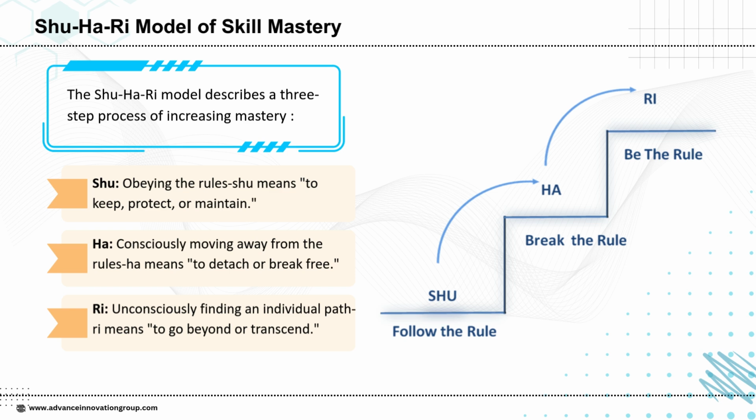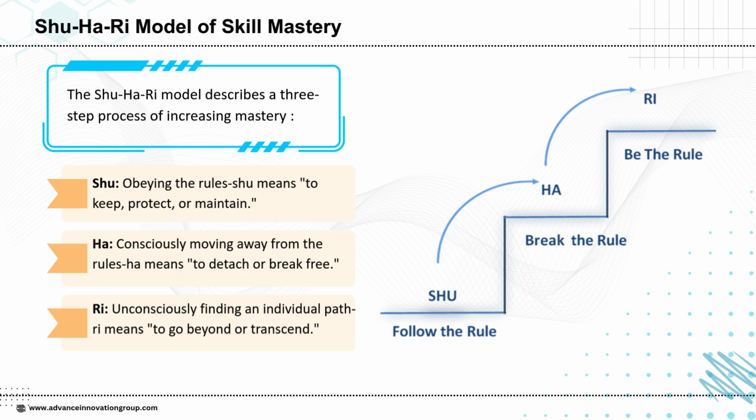The first stage is Shu, which means to keep, protect, or maintain. At this level, the learner focuses on following the rules, imitating the teacher or mentor, and practicing fundamentals with discipline. The goal here is obedience and repetition to build a solid foundation. The second stage is Ha, which means to detach or break free. At this point, the learner starts to question and adapt the rules, experimenting with variations and developing their own understanding. It is a stage of exploration where creativity and independence start to grow.